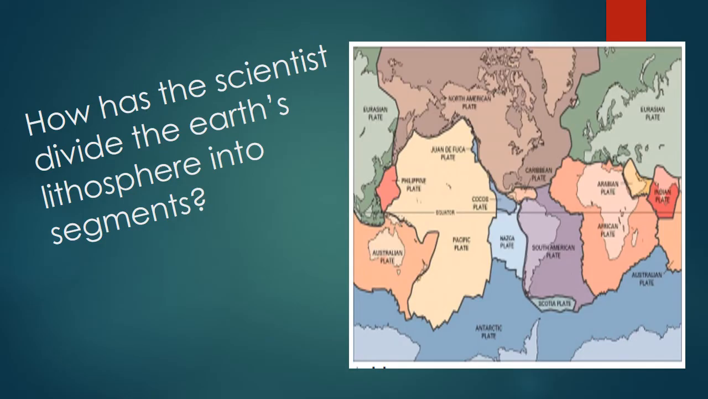So how have scientists divided the Earth's lithosphere into segments? Are those bold lines visible on the Earth's surface? Or imagine that we're going to take off all the waters in the ocean. Are those bold lines visible to our eyes? So let us see.